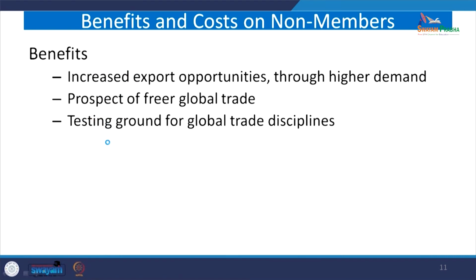And what are the benefits and costs to the non-members? Increased export opportunities, because of a larger group, and the rates are usually expected to be lower because of specialization.